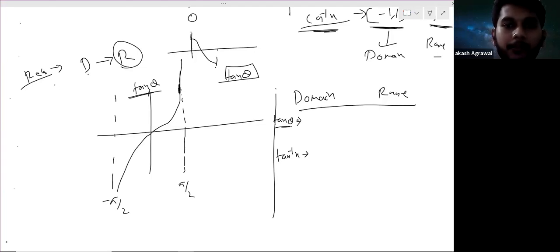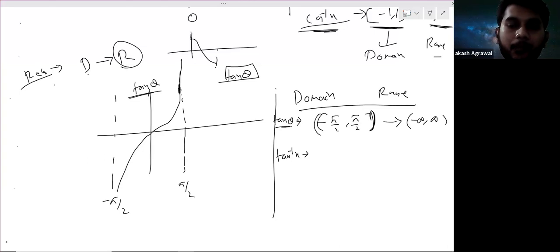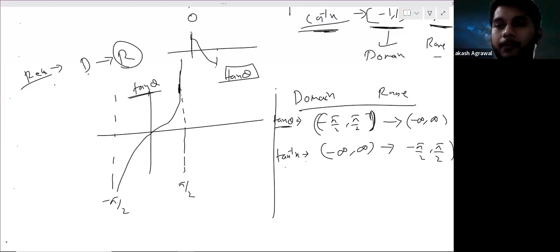So the domain is minus pi by 2 to pi by 2, but not including the endpoints. The range is infinite, minus infinity to infinity. Tan inverse x will be the reverse: minus infinity to infinity maps to minus pi by 2 to pi by 2, not including the endpoints. Got it?